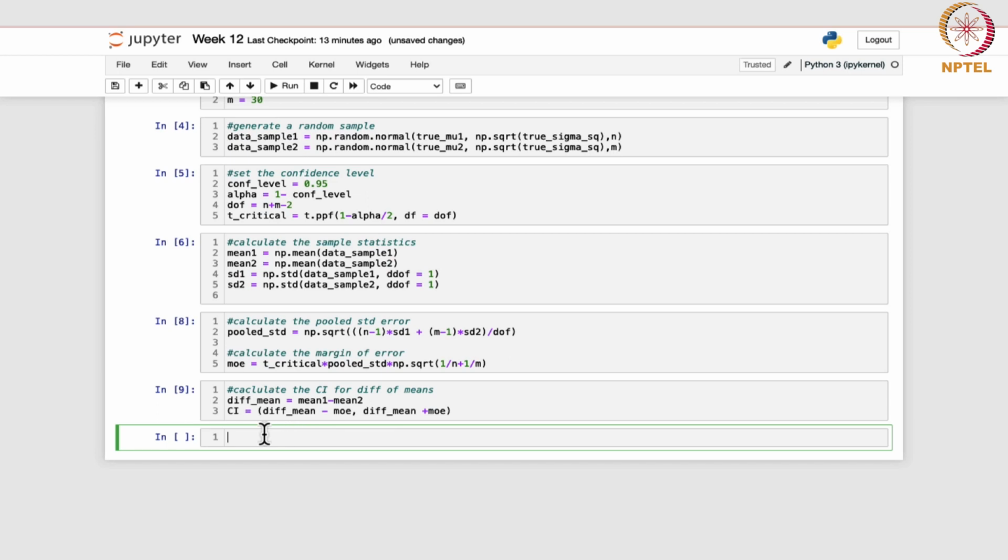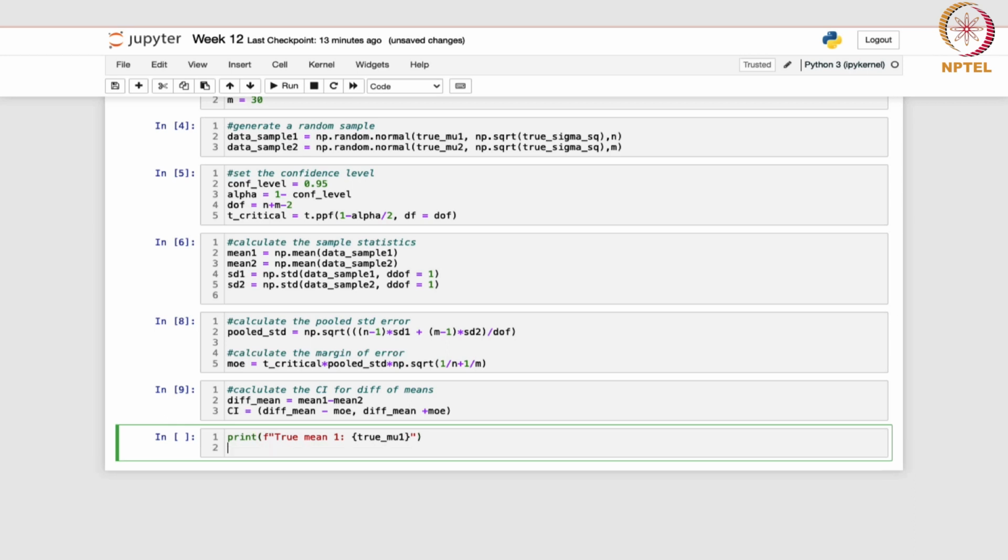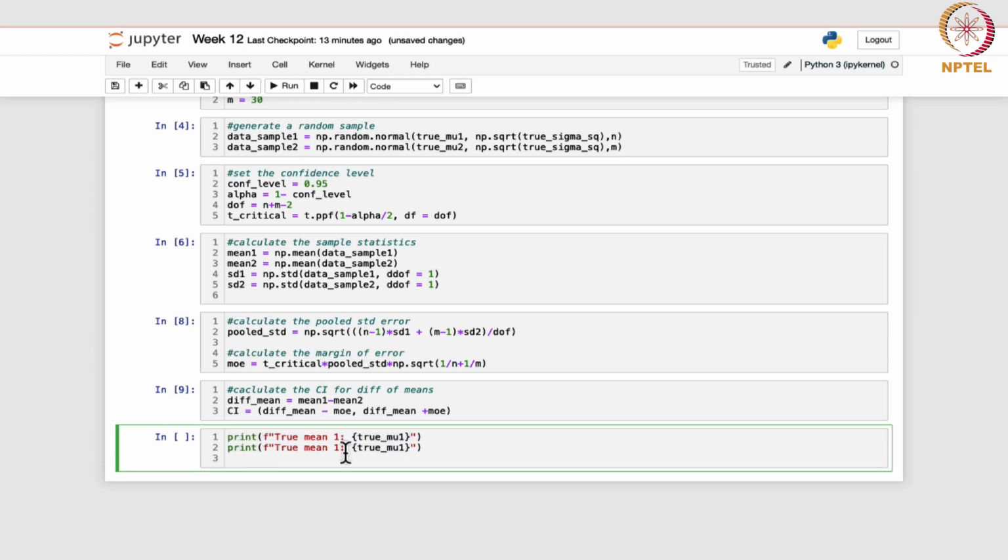Finally, we can print these. So we can give the command print. We can again use this f string. True mean for 1 we have written, so that is your true mu 1. Again, same thing would be for your second one.